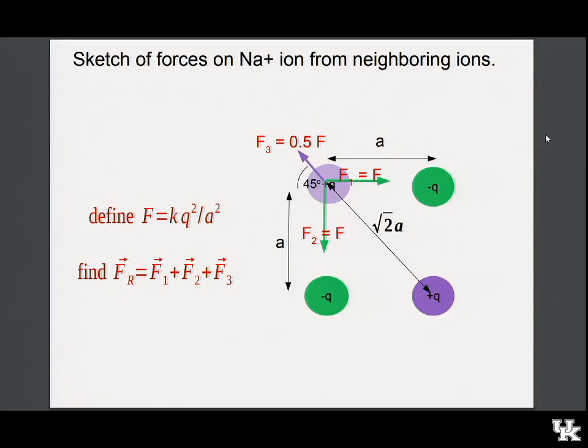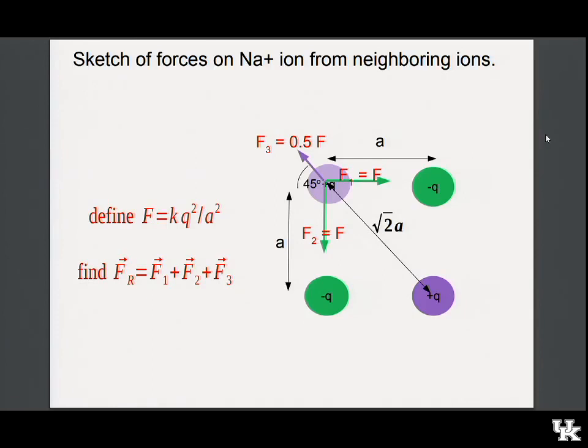I have to add up these three force vectors. I know their directions immediately, right? This is directly downwards, this is directly towards the right, and this is at 45 degrees along the line separating the centers of these charges. My challenge is going to be to trace the size of these forces through to the size of the resulting force.